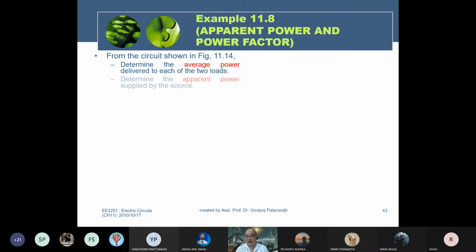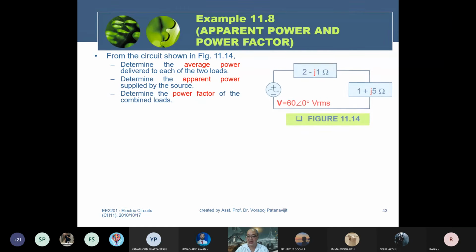From the circuit shown in the following figure, determine the average power delivered to each load. You have two loads, right? Determine the apparent power supplied by the source. It means the apparent power is the complex power that is generated from the source. And compute the power factor.